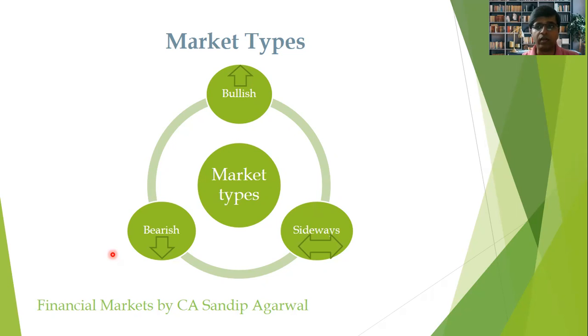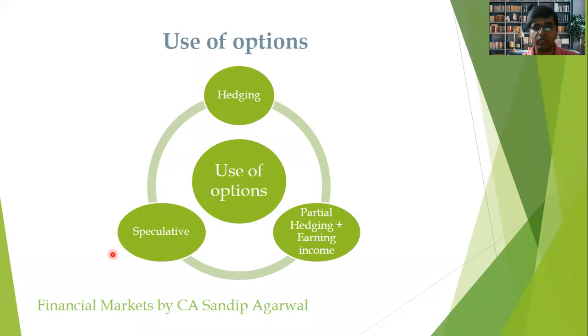As we explained earlier in the videos, there are basically 3 types of market. One is bullish, where the person expects the market to move in the upward direction. Another is bearish, where the person expects the market to move in the downward direction. And third is sideways, where the person expects the market to remain in a tight range, or to move in a range of plus minus 1-2%.